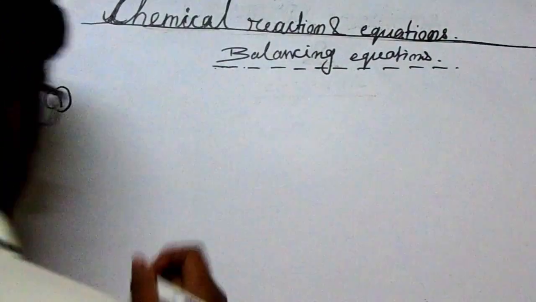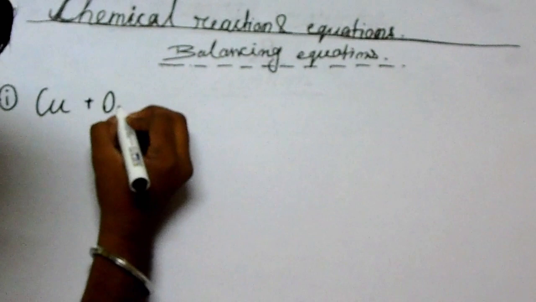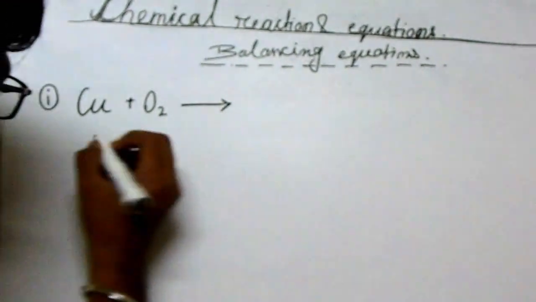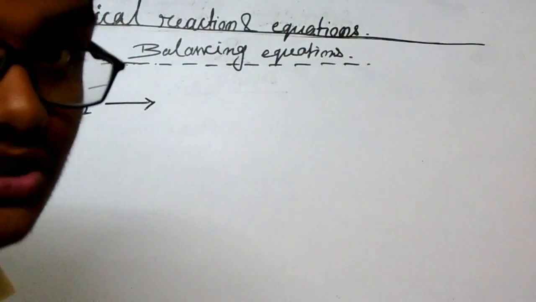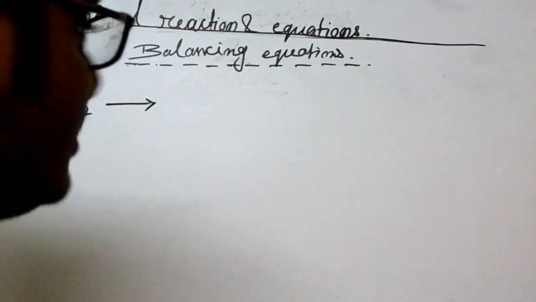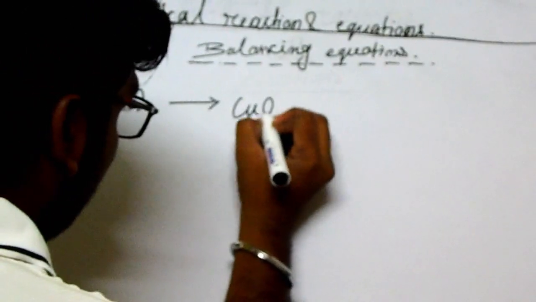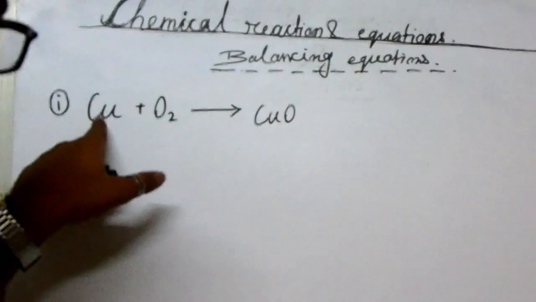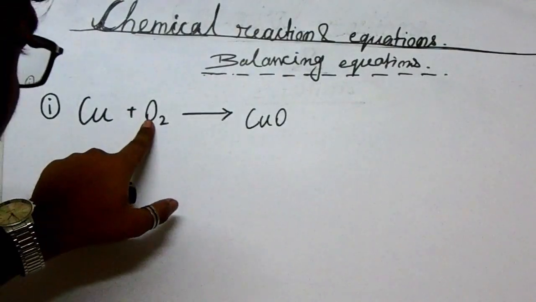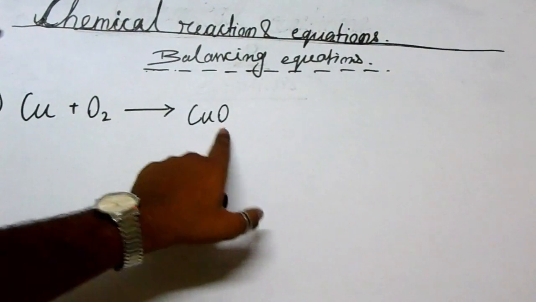Okay, so the first equation is going to be Cu plus O2. Cu, you know, that is copper, and O2 is oxygen. Is it balanced? No, it is not balanced. Cu is there 1, 1. O2, that is oxygen, is 2, but here it is 1. So what do we have to do?